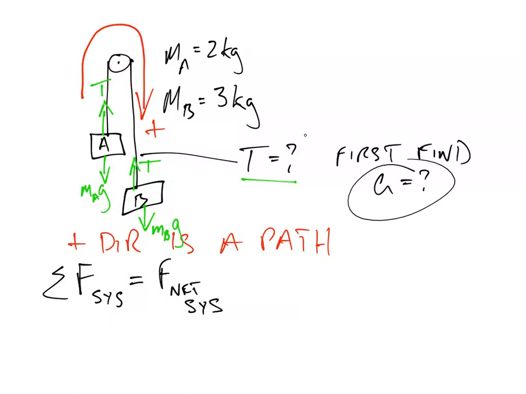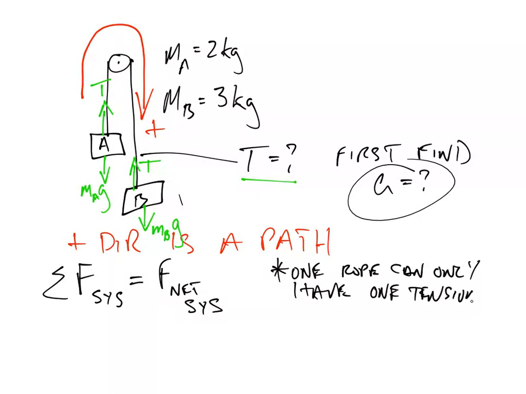But there is one thing that I haven't told you yet, which I'm going to write down here, and that is, this is kind of like a new magic sentence. One rope can only have one tension. So it's not possible for one rope to have two different tensions in it. What that means is that this tension here is going to be the same as that tension there. Okay? So let's go ahead and now complete this equation here, understanding that this tension is equal to that one.